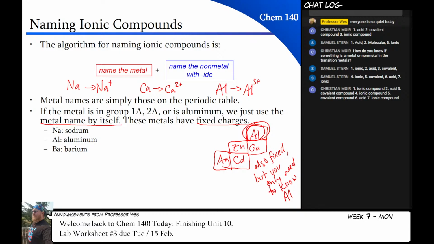The rest of them you can name without the charge indicated, or you can indicate the charge. It's up to you. But for aluminum, do not put a charge after aluminum in the name. And what I mean by that is this next step. So I'm going to clear the screen real quick.